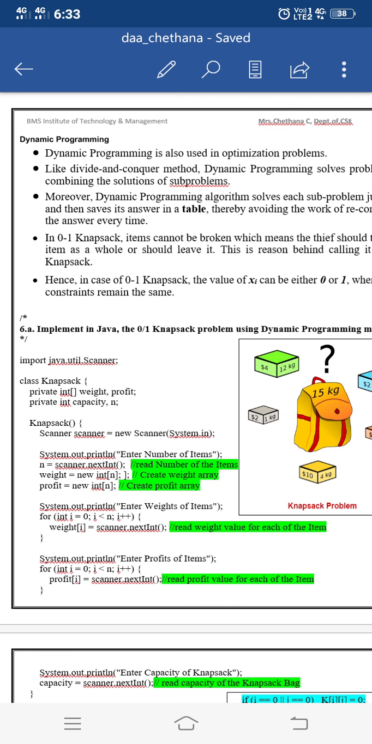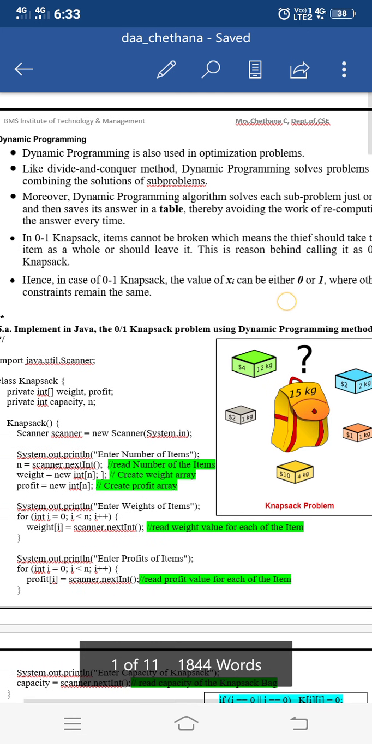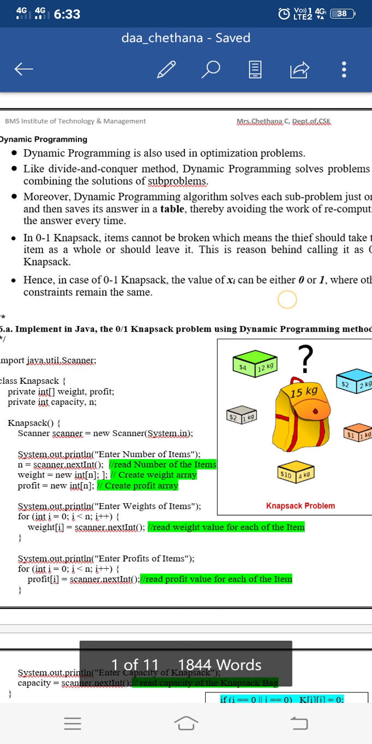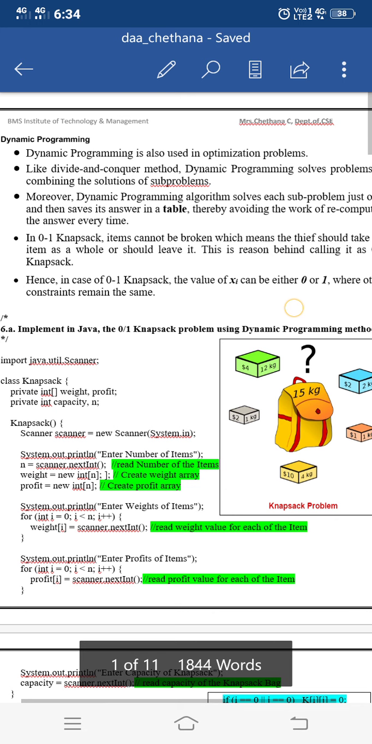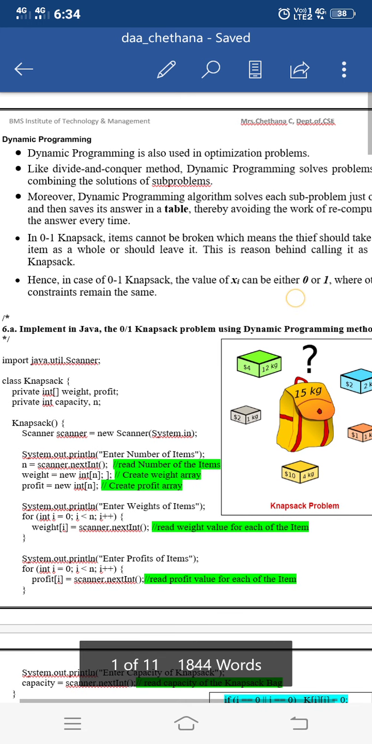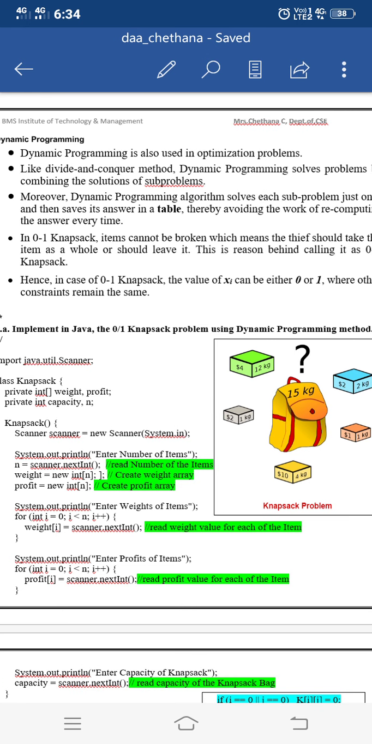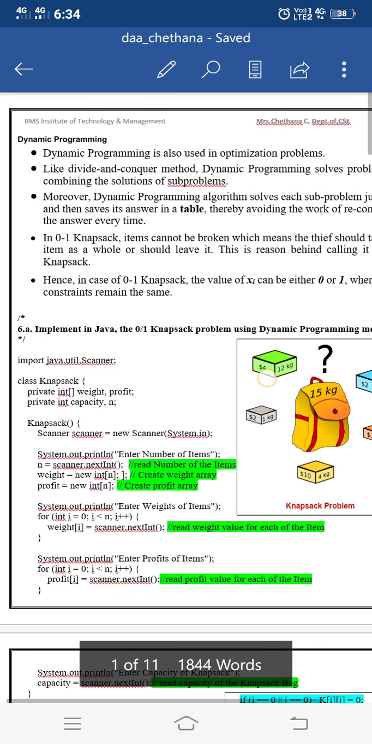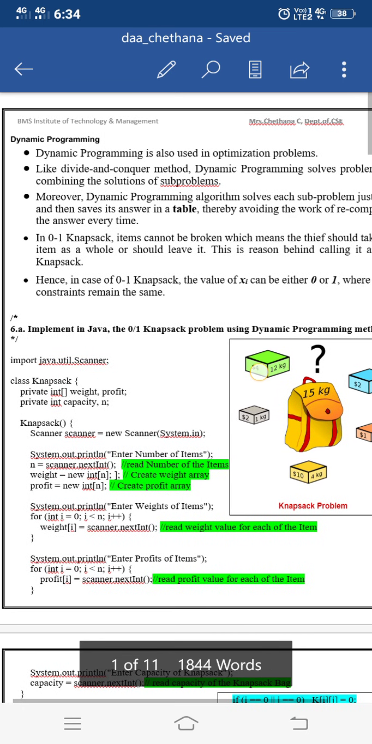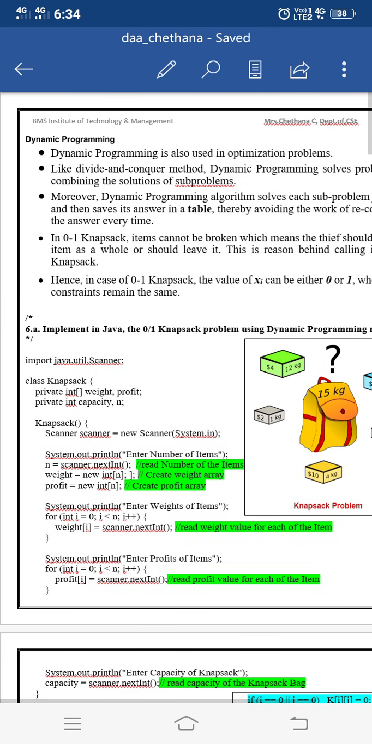Moreover, dynamic programming algorithm solves each subproblem just once and then saves its answer in a table, thereby avoiding the work of recomputing the answer every time. In 01 knapsack, items cannot be broken, which means the thief should take the item as a whole or should leave it. This is the reason behind calling it 01 knapsack.